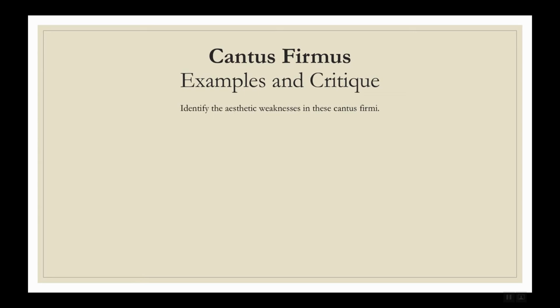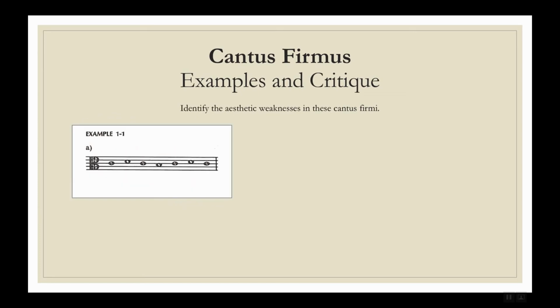So let's look at some examples and some critiques of those examples. Start with this one. With alto clef, I'm going to have you sing note names. With the other clefs, you can sing solfege. So we'll do this on C. Ready to sing with me? These are our whole notes. C, D, C, B, C, D, C.